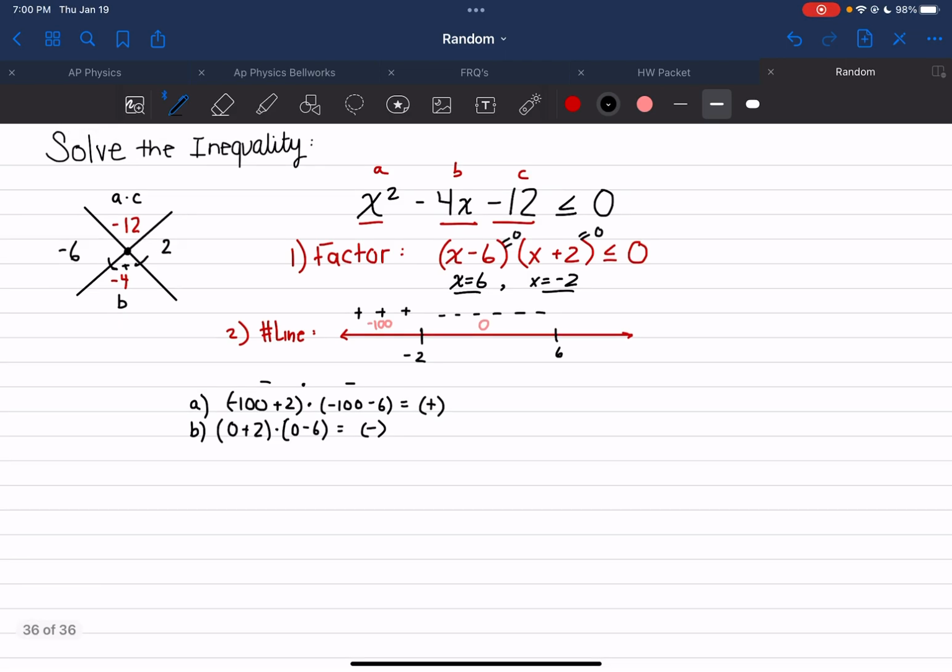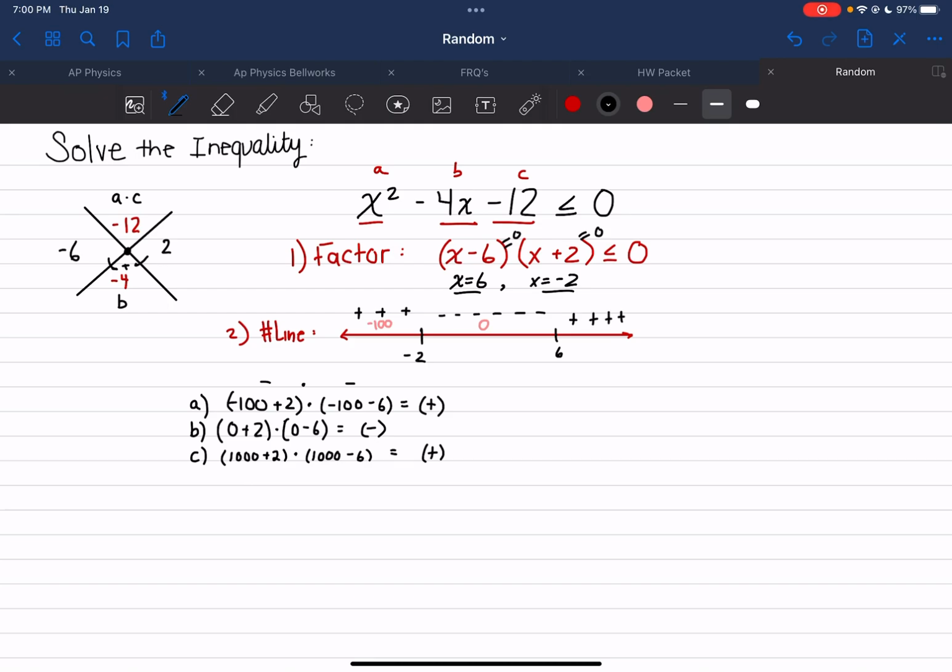Next, I find a number for the last region, greater than 6, so I'm going to pick 1,000. So I have 1,000 plus 2 times 1,000 minus 6. And this is positive, right? Positive times a positive. You don't have to do the math. You just need to know the sign.